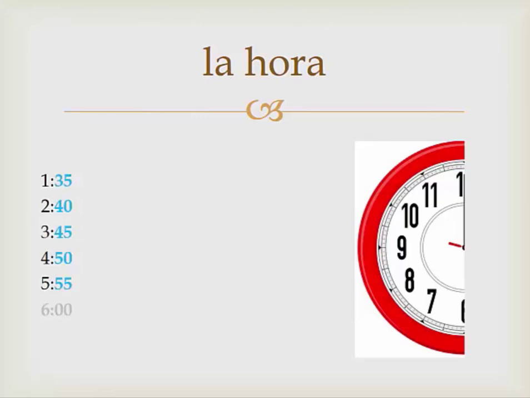Numbers from 31 all the way up to 59. So in this case, we have 1:35, 2:40, 3:45, 4:50, and 5:55. They're going to use the word menos. You're not going to use y on this side of the clock. You're going to use menos. Let's look at a couple of examples.